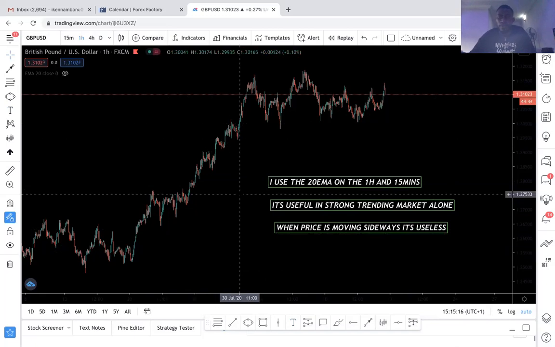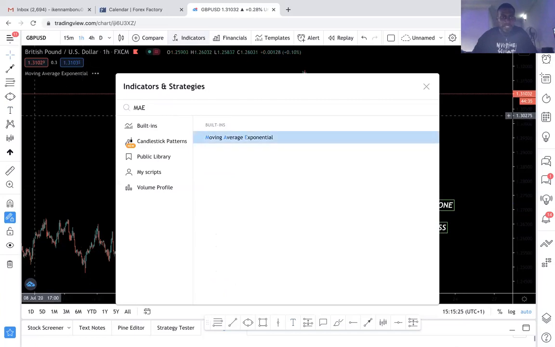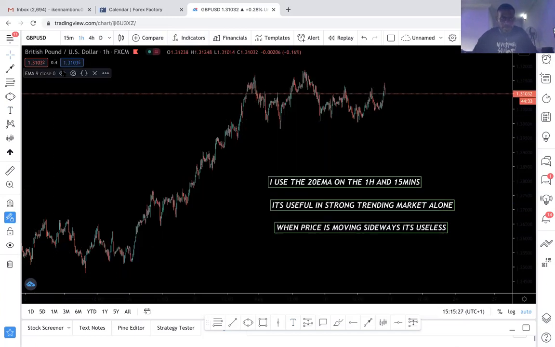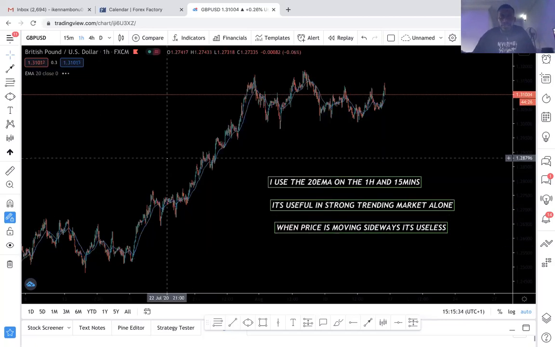And how do you apply this 20 EMA? You just have to get rid of this, go down to indicators, search for MAE, and this is the moving average exponential. Click on it and it's going to pop up right here on your screen. Go to settings, change the length to 20, okay, and then you are good. So this is it on the chart.